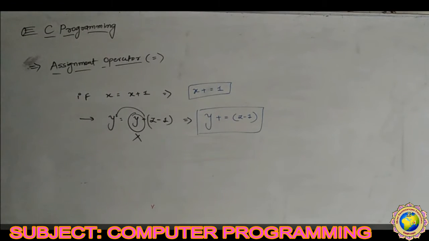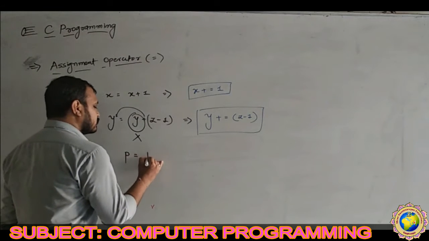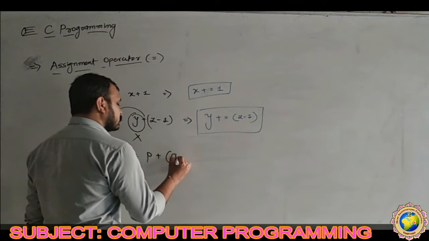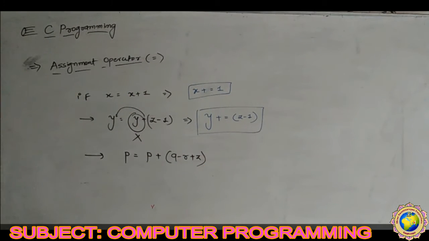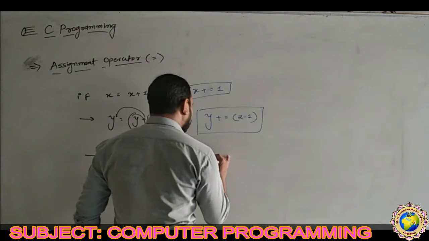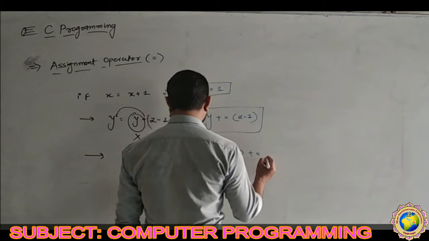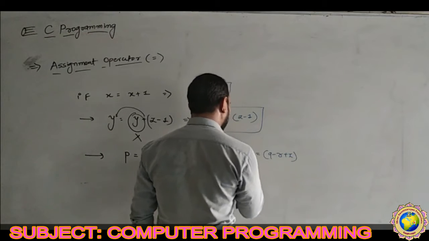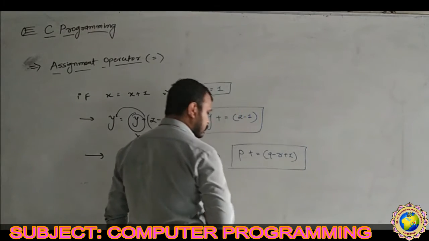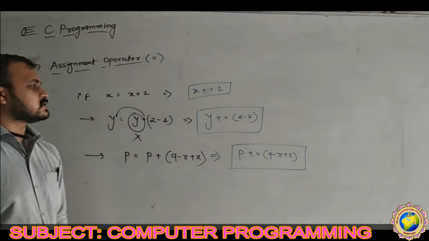So let's take another example, p is equal to p plus q minus r plus z. Okay, so if you find this kind of operator expression, then you can write in a shorthand method just like p plus is equal to q minus r plus z. So you can write in a shorthand method just like that.